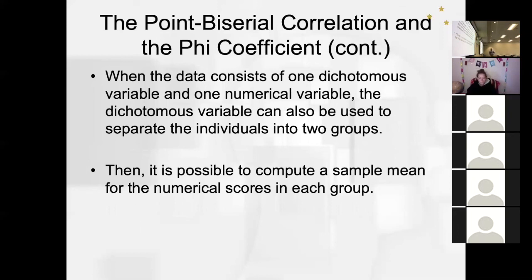So when the data consists of one dichotomous variable and one numerical variable, that dichotomous variable can also be used to separate the individuals into two groups. You can then compute the sample mean for the numerical scores in each group. Right? So if we wanted to look at the difference between left-handers and right-handers on number of Oreos eaten in a day, we can get the average Oreos eaten by left-handers and the average Oreos eaten by right-handers. This in no way is revolutionary. This is stuff that I'm sure you all would have come up with on your own, but you can create that group separation to get those mean differences.